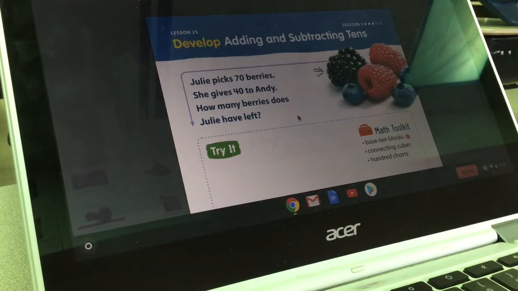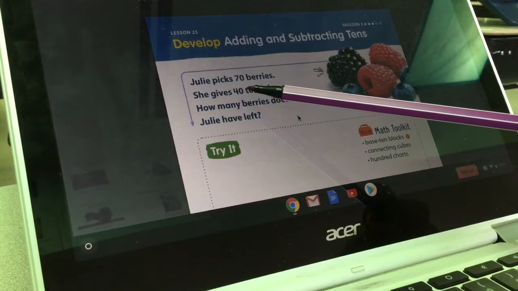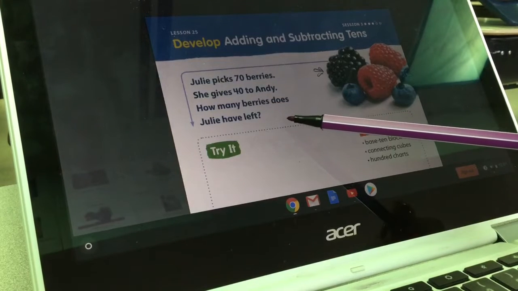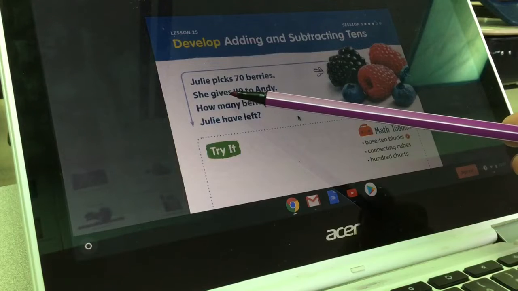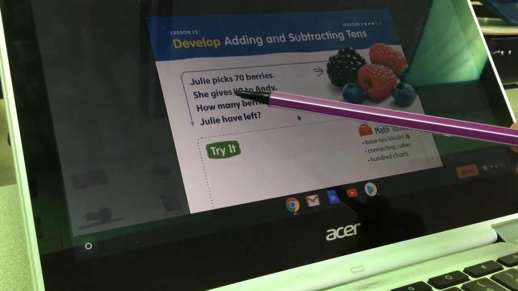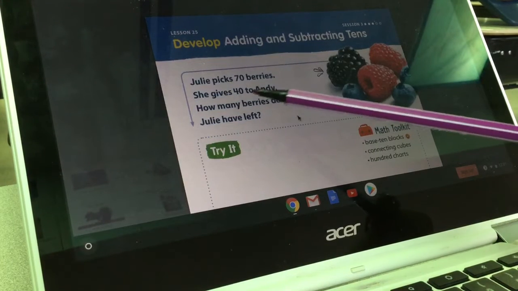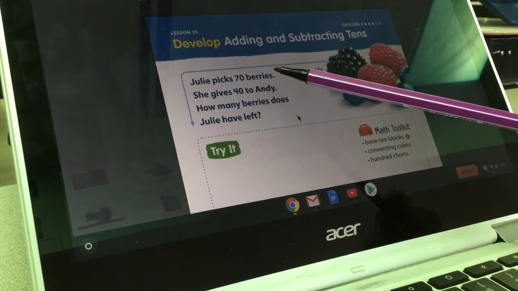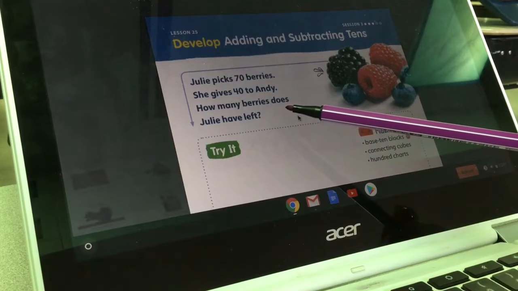Let's talk about what's jumping out at us in this problem. So the numbers 70 and 40 seem pretty important. And the question asks, how many berries does Julie have left? So have left and gives are key words that we're going to be subtracting. If you're giving something away, you have less than what you started with. That means subtract. How many does she have left? She has less than what she started with, which also is a sign that we are subtracting.